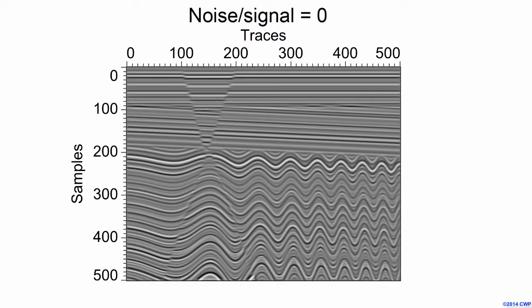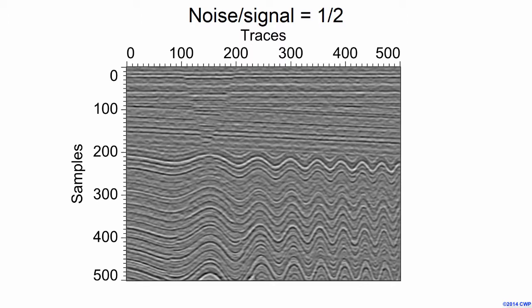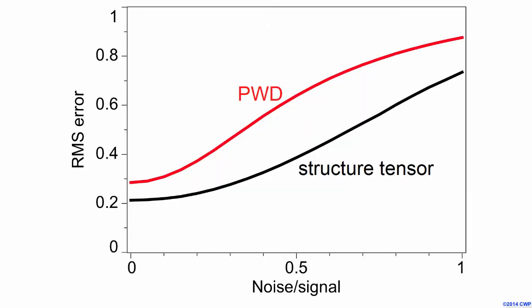Again, I'd like to remind you what the images look like for noise to signal ratio equal to 0, noise to signal ratio equal to 1/2, and noise to signal ratio equal to 1. The reason I'm showing you these is that for all of these images, and for noise to signal ratios in between these different values, I've computed an RMS error curve as a function of noise to signal ratio. What you'll notice right away is that for the plane wave destruction filter, for every noise to signal ratio we have a higher RMS error value.